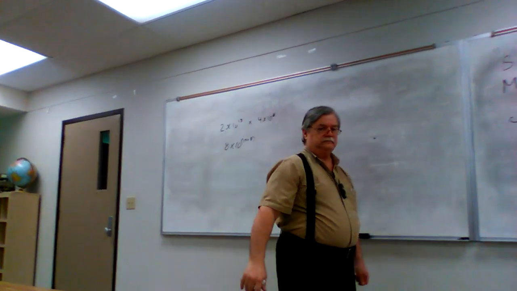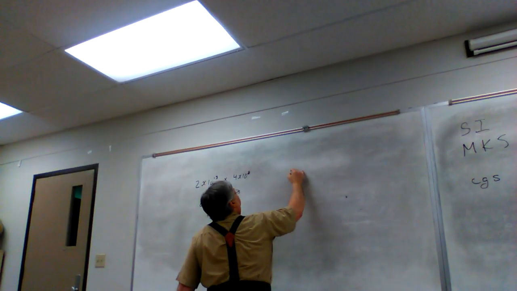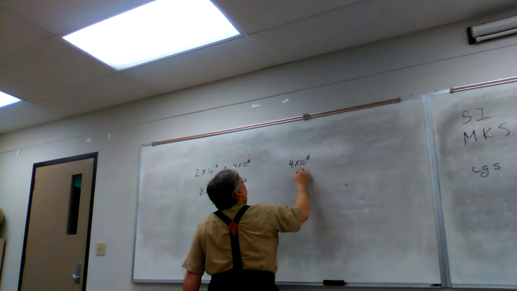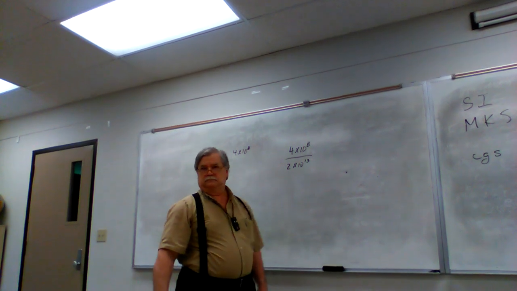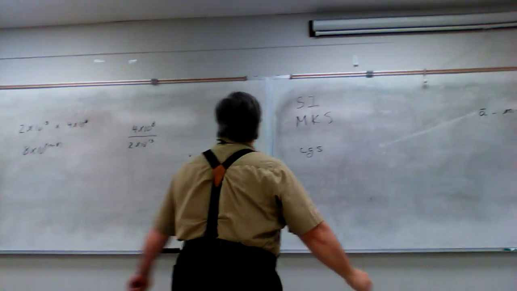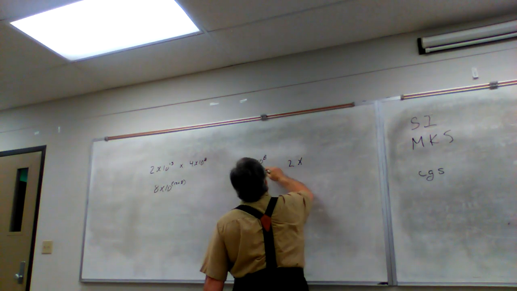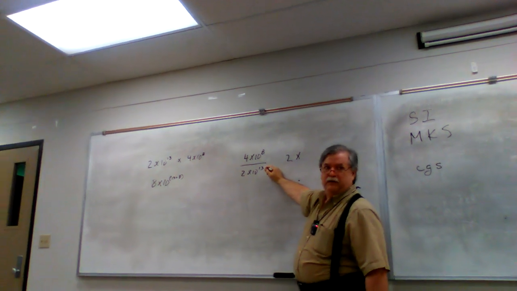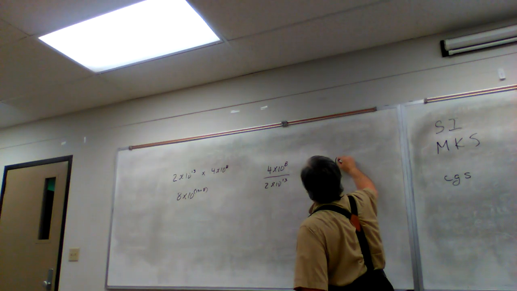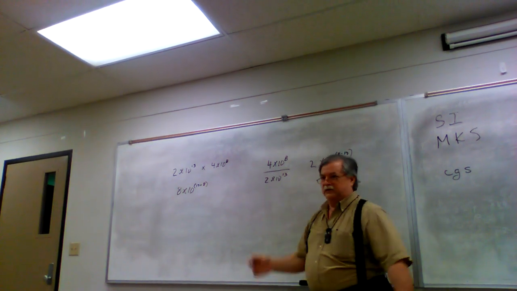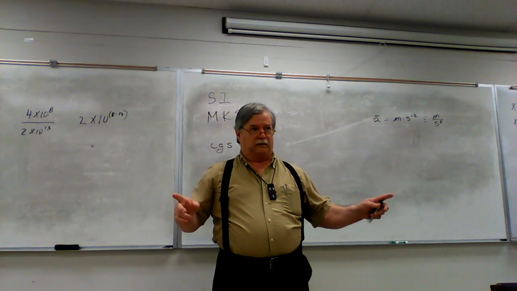So, what if you were dividing? What if you wanted to divide 4 times 10 to the power of 8 by 2 times 10 to the power of 13? Divide the coefficients, so 4 divided by 2 is just 2, and then you subtract the exponent of the denominator from the exponent of the numerator. Which would be, in this case, a negative number, which means it's smaller than 1.